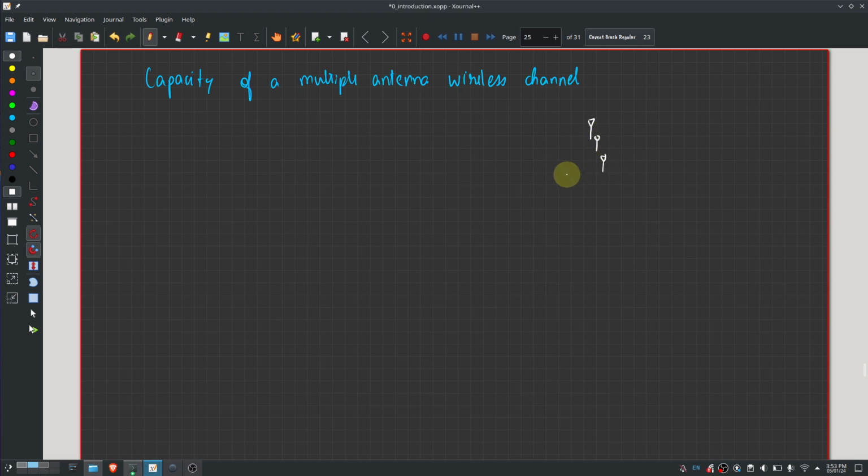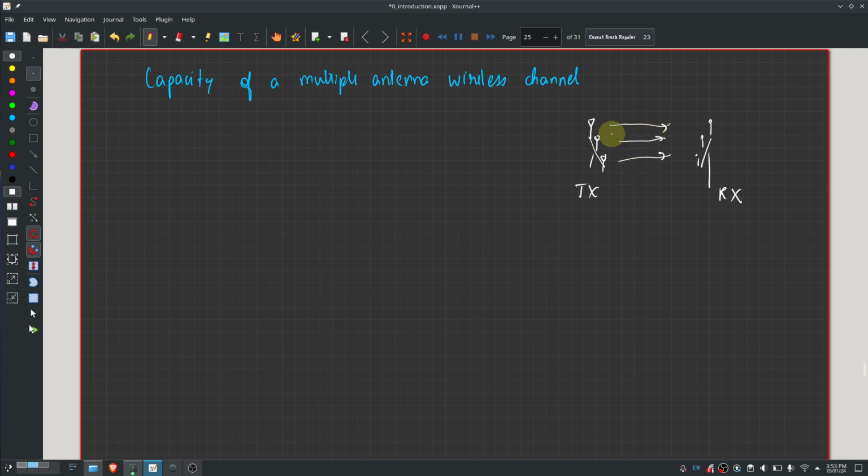So I want to communicate through a wireless medium. I have multiple antennas at the transmitter and I have multiple antennas at the receiver. Right? And I'm allowed to communicate through this noisy medium. Okay.